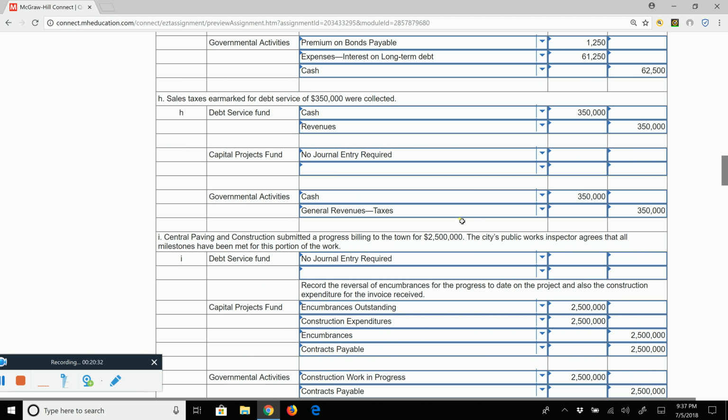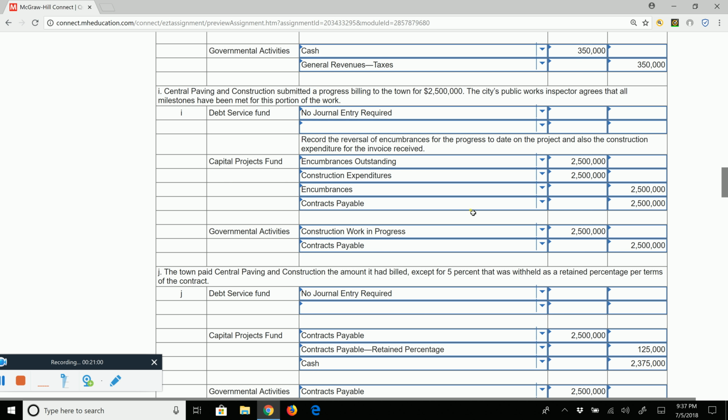Letter H, sales tax was collected. And remember, the sales tax, this is the 1/4 cent sales tax. That was revenue to be earmarked for the debt service fund for payback, eventual payback of the bonds. So that money is going to go into the debt service fund, debit cash, credit revenue. In the government-wide statements, remember, our taxes are general revenues.